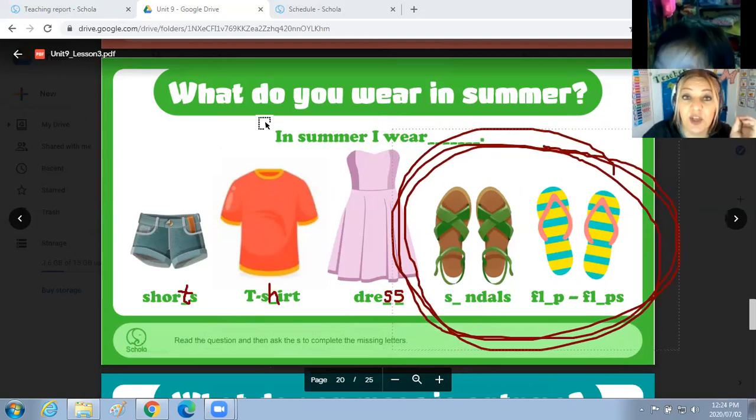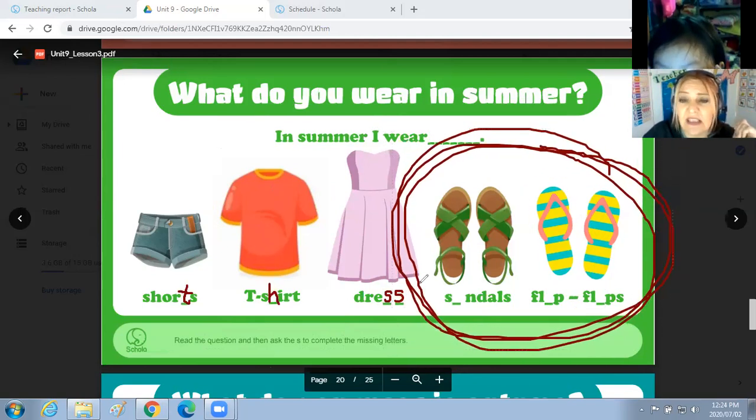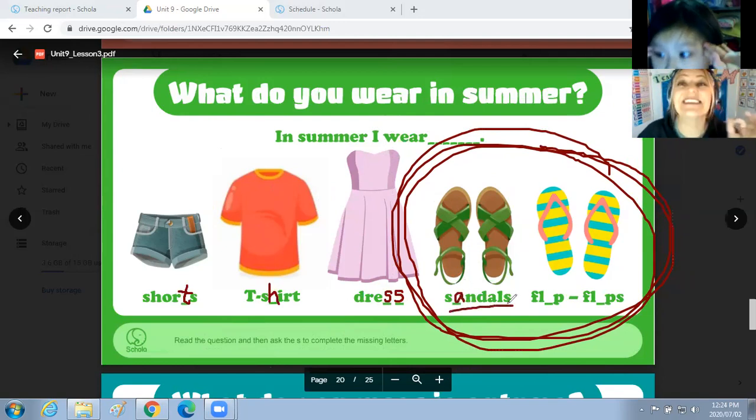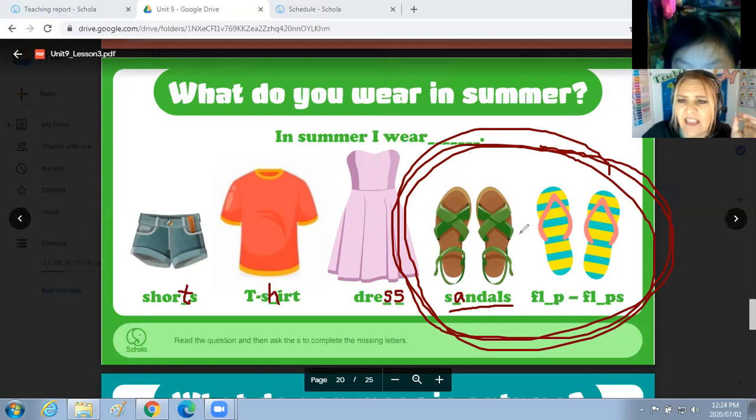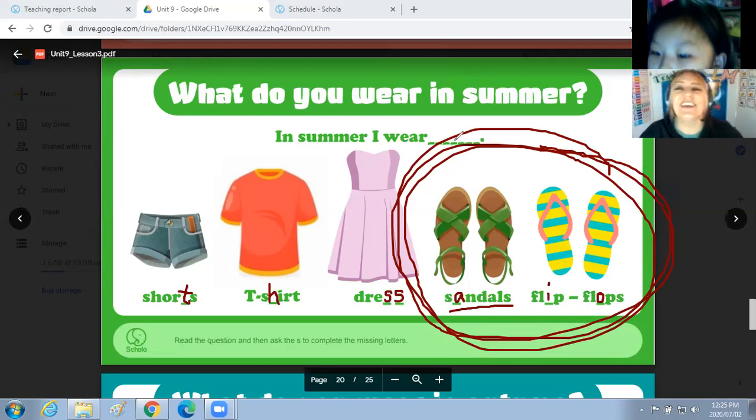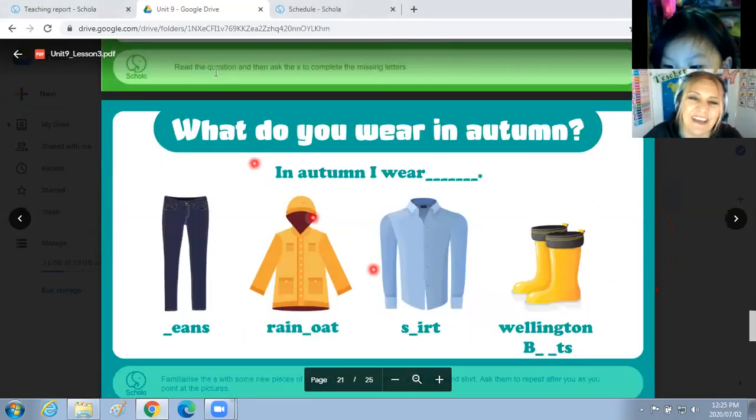Now we learn the names of these shoes. This first one is sandals. Sandals. And these ones are flip flops. Flip flop. Flip flops. Okay. Here are your jeans, Quinan.